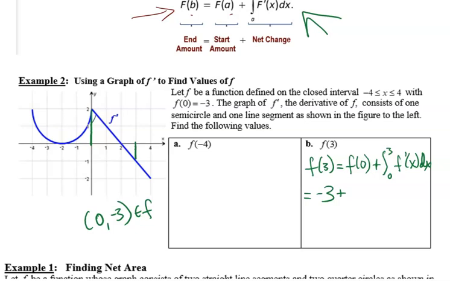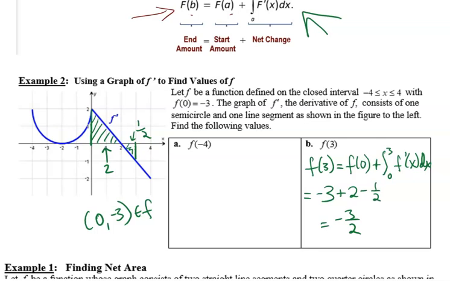And we're going to do this geometrically. So I have this triangle here that has an area of 2, and then this triangle here that has an area of 1/2. However, my integral finds net area, so it's 2 minus 1/2, which is a total of 3/2. So -3 plus 3/2 is -3/2.